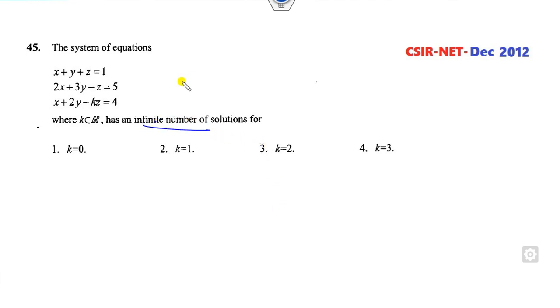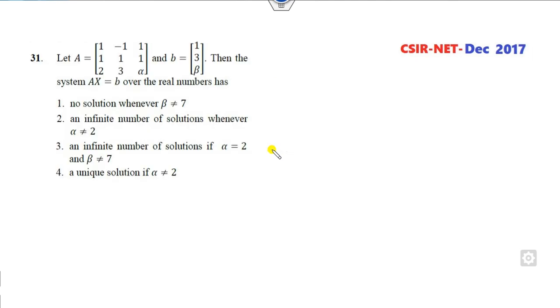How can you say that the eigenvalue of A must be less than the number of column vectors? You have to set the determinant equal to 0, and you will get it. I already explained this in the previous questions. Okay, now unique solution, no solution are here.